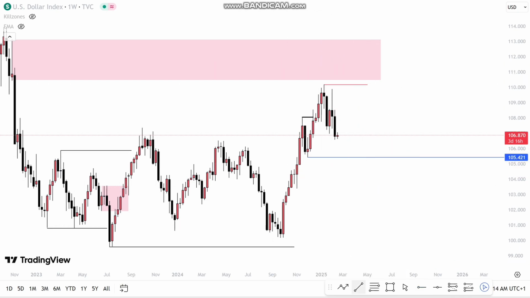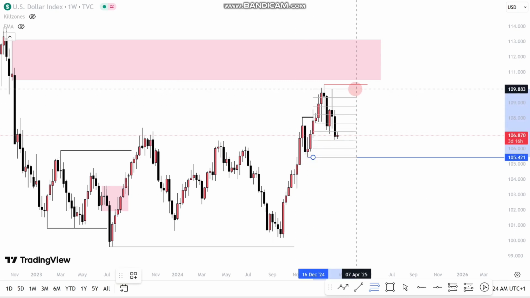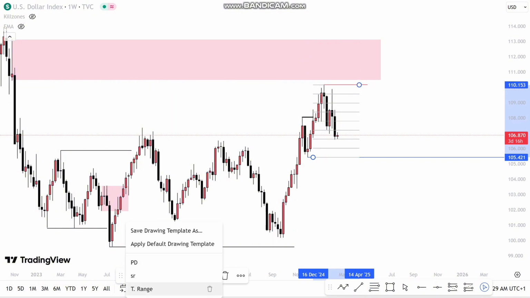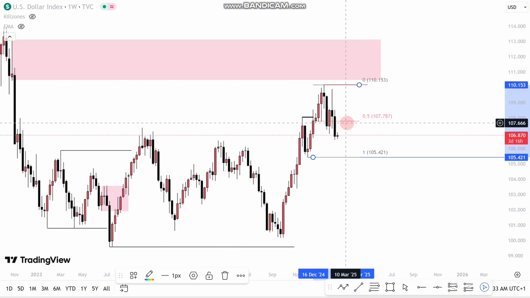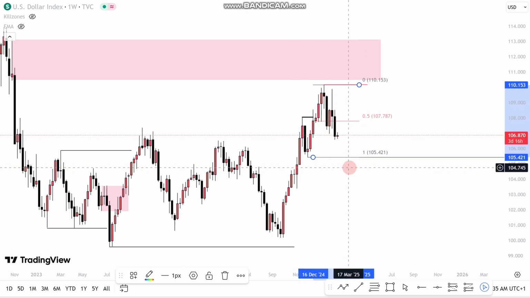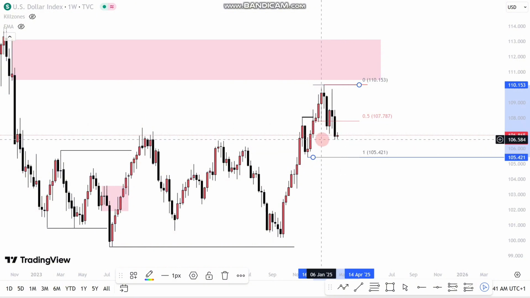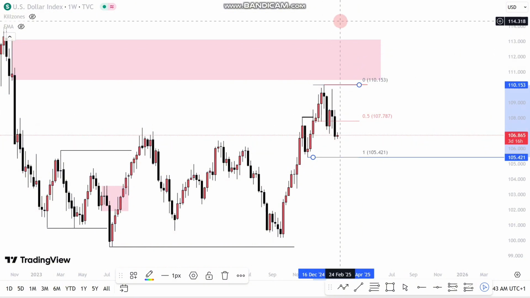So where is our trading range? From this low to this high is our trading range. So from the 50% of this, from this low to this high, we want to be looking for buys. So it's high time we start looking for buys on the DXY. Just below this 50% discount price level, we want to be looking for buys into the premium.